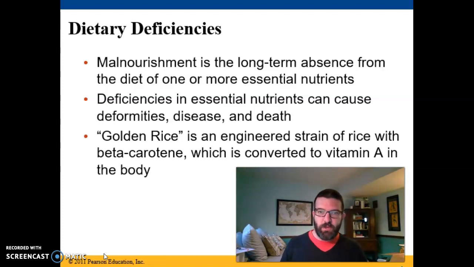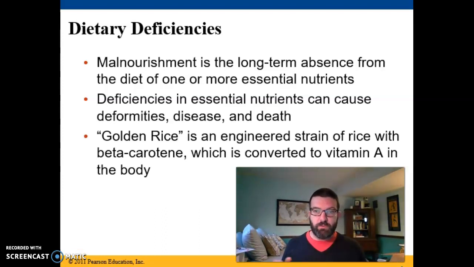But some places you don't. And if rice is the predominant part of your diet, you sometimes miss out on carotene. And golden rice is a genetically engineered strain of rice that includes carotene, so the color's a little bit different. And this is hopefully something that will reduce malnourishment.